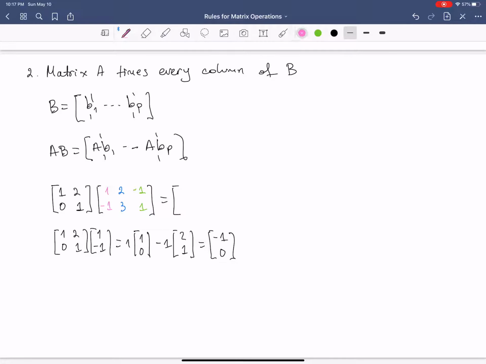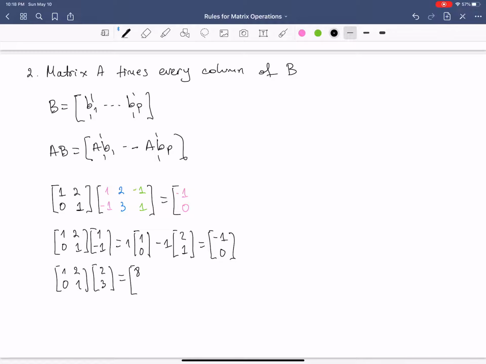So this will go in the first column of the product AB. Now, if I go for the second column, I can compute it. So we have 1, 0, 2, 1 times the column 2, 3. Let's say we do this with dot products. So the dot product of the first row with the column matrix would be 1 times 2 plus 2 times 3. So we have 2 plus 6 is 8.